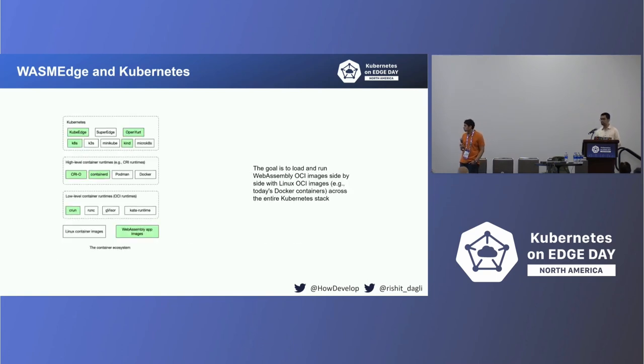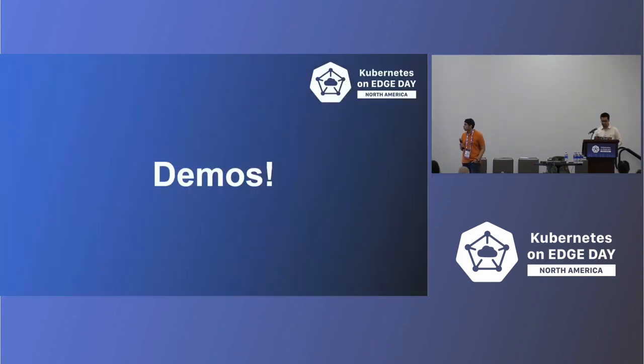If you take a look at the entire Kubernetes landscape, you want to be able to have all of your different Kubernetes applications and then the high level and low level container runtimes, and run WASM as part of this entire ecosystem to complement each other. And that's where we'll now go over to the demos, where we'll show you the functionality of WasmEdge and how you could configure it to run on your edge devices. So we'll now head over to the demos.